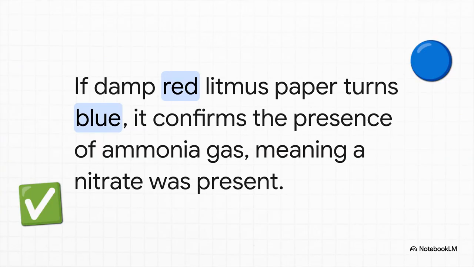And this is our aha moment. If that red litmus paper turns blue, it means ammonia gas was created. What happened was the aluminum reacted with the nitrate in that alkaline solution and turned it into ammonia. This whole chemical chain reaction leads us straight to our culprit, a nitrate ion.